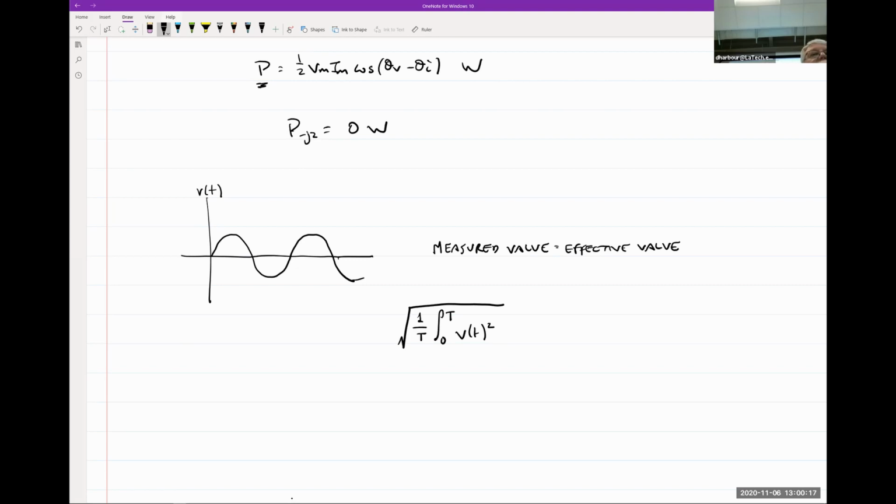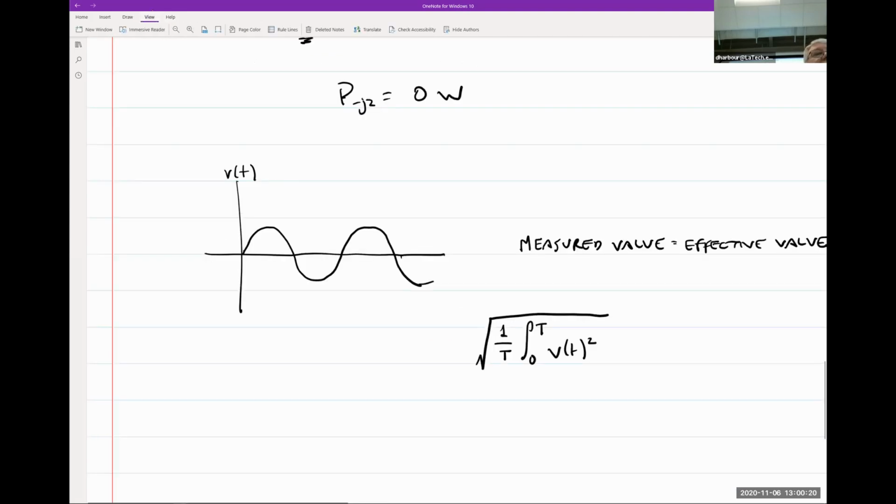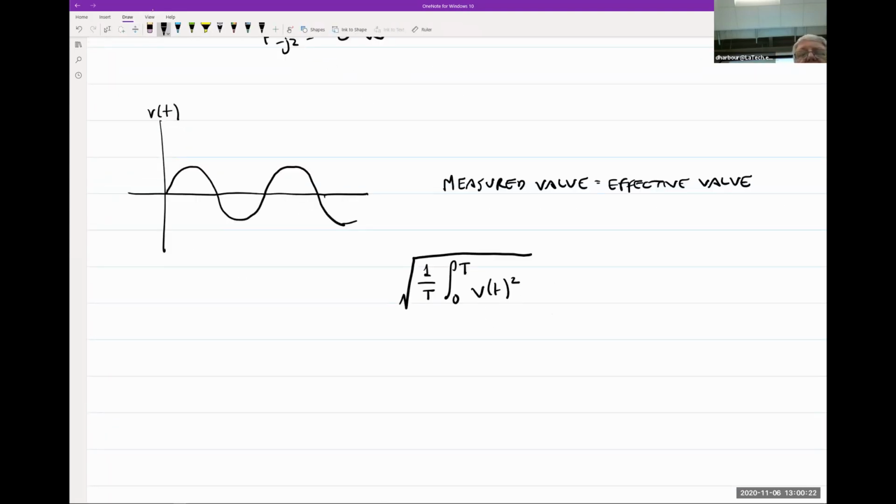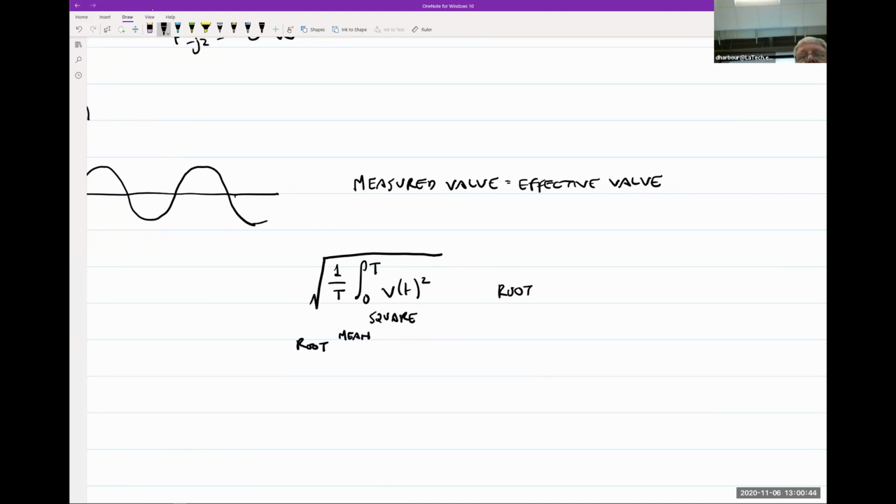So what we have here at the end of the day is we've squared something. So we have a square. We found the average of it by integrating and dividing by the amount of a period. And that's also called a mean, right? An average and a mean are the same thing. And then at the end, we took the square root of it. So the mathematical operation we've done here is called a root mean square. And while that's fun to say, we abbreviate it as RMS.